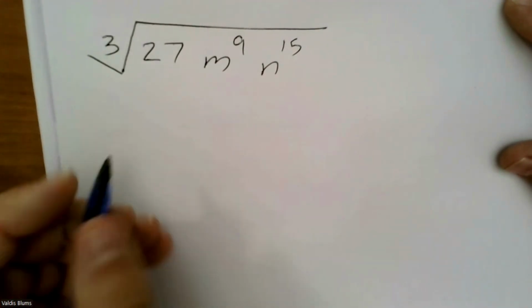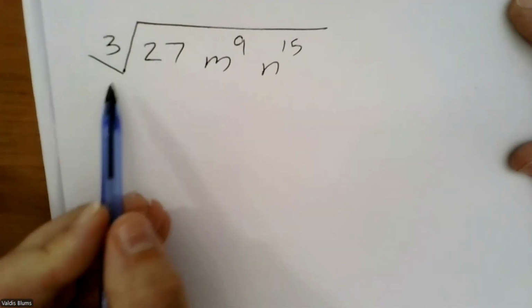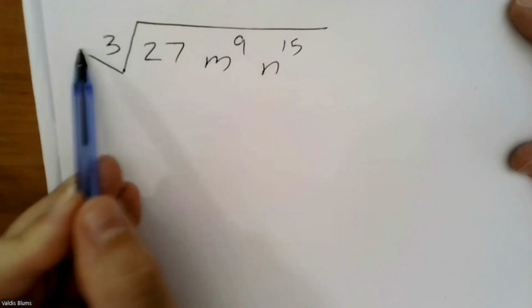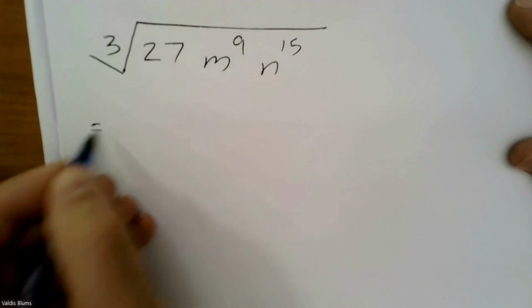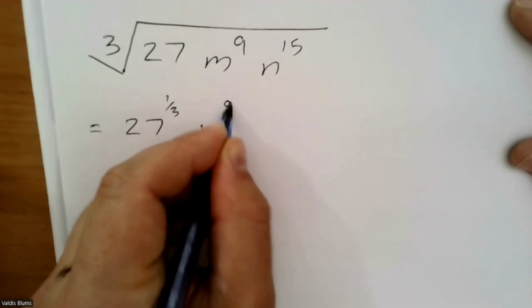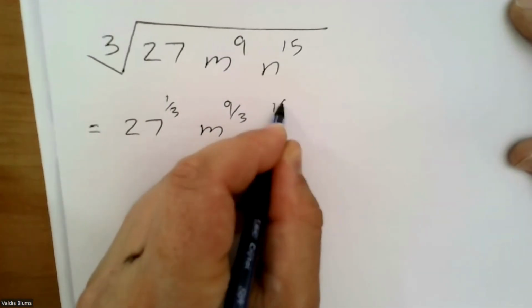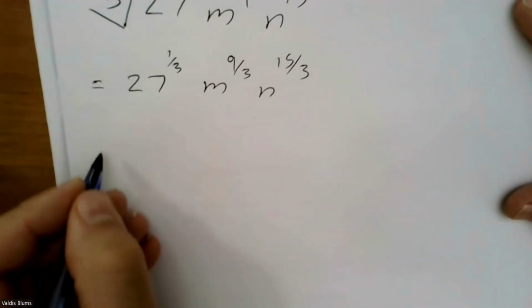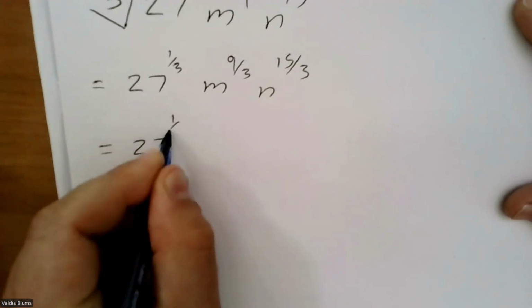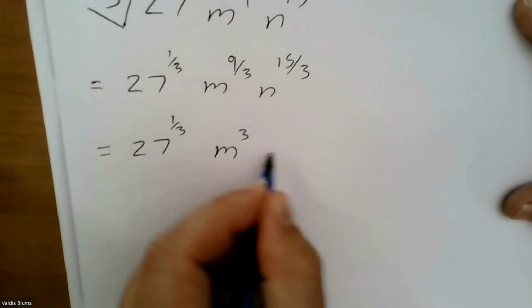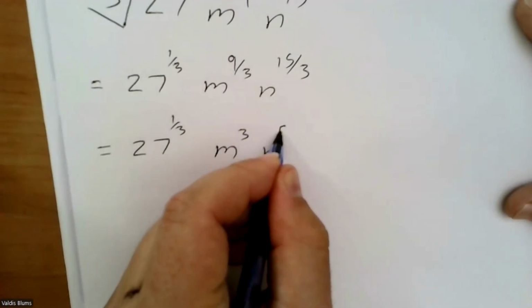Okay, hopefully you've had a go at simplifying this. So the first step might be to just bring in that as the power for every one of these terms. So that's equal to 27 to a power of a third, m 9 over 3, n 15 over 3. And then we might be simplifying these easier parts first. So you might say 27 to the power of a third, m 9 divided by 3 is 3, then n 15 divided by 3 is 5.